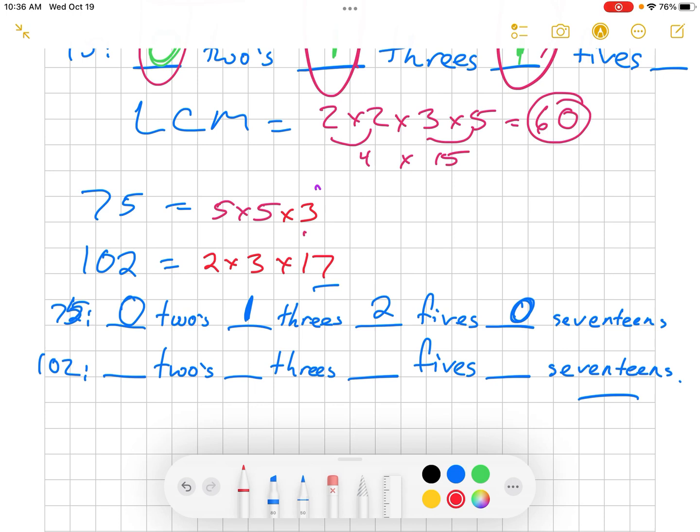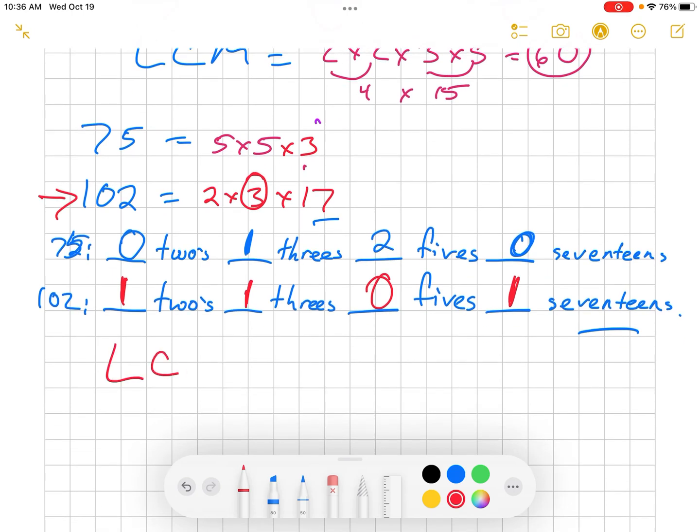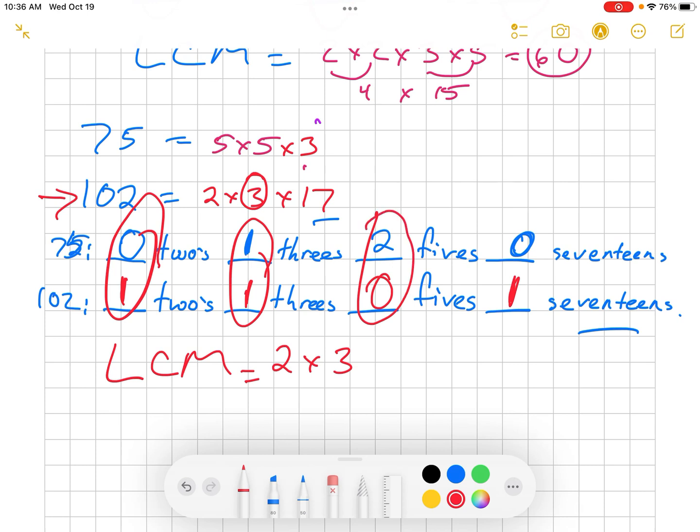Okay, so now I'm going to look down here, and 2's come up in 102 one time. 3's come up one time. 5's come up none, and 17 comes up once. All right, so to find the lowest common multiple, I look how many times 2 comes up, once, the maximum amount between the two. The maximum amount of times 3 comes up is once, so I use 3 once. The maximum amount of times 5 comes up is twice, so I go 5 times 5. And then the maximum amount of times 17 comes up is once.